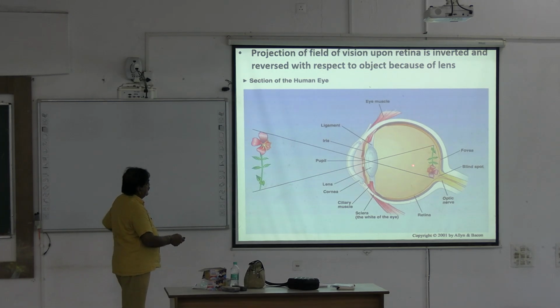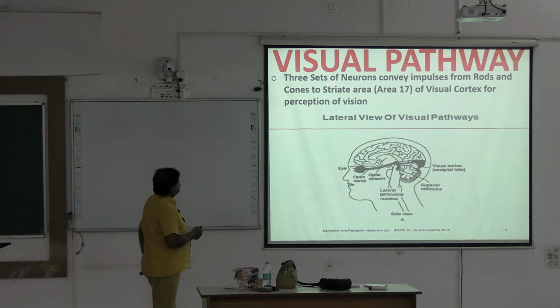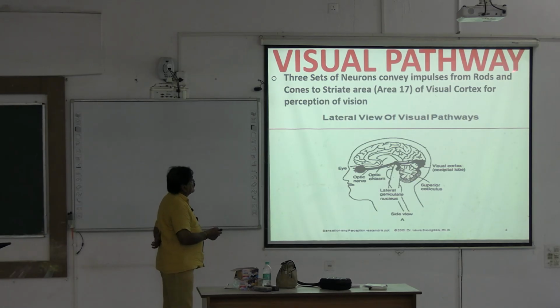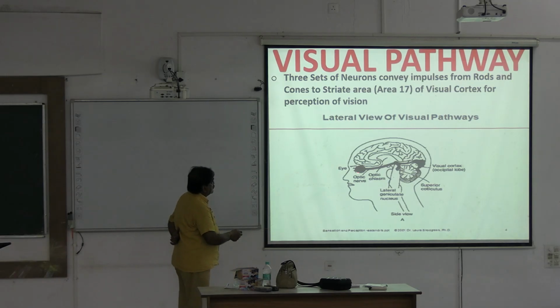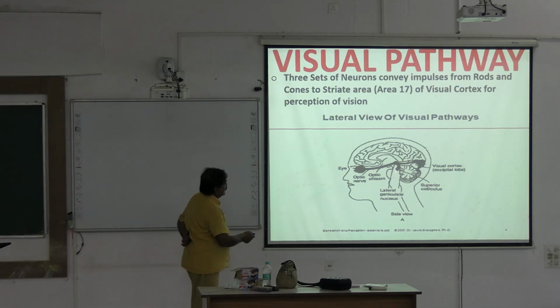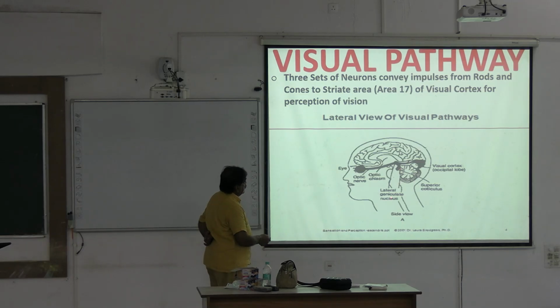This is inverted. The visual pathway: three sets of neurons convey impulses from rods and cones to striate area 17 of the visual cortex for perception of vision. Lateral view of the visual pathway: this is the brain, the visual cortex in the occipital lobe. This is the optic nerve, optic chiasma, this is the eye, and superior colliculus, lateral geniculate nucleus, visual cortex. This is the side view.